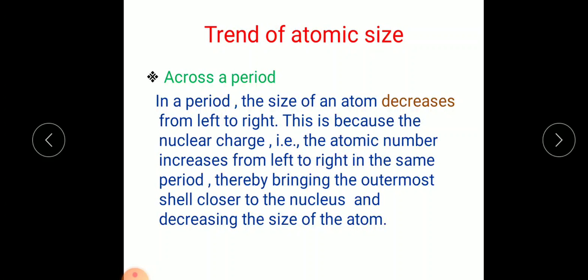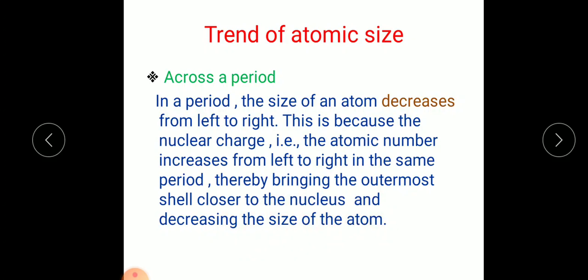Fine. Next we'll see across a period. What will happen across a period? That means when you move from left to right in a periodic table. In a period, the size of an atom decreases. This is because the nuclear charge, that is the atomic number, increases from left to right in the same period, thereby bringing the outermost cell closer to the nucleus and decreasing the size of the atom.